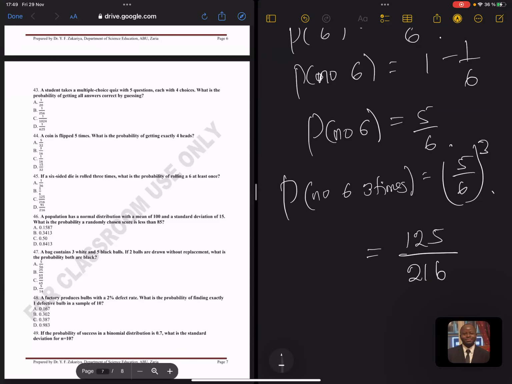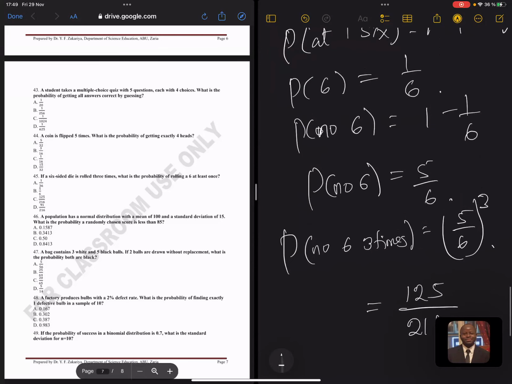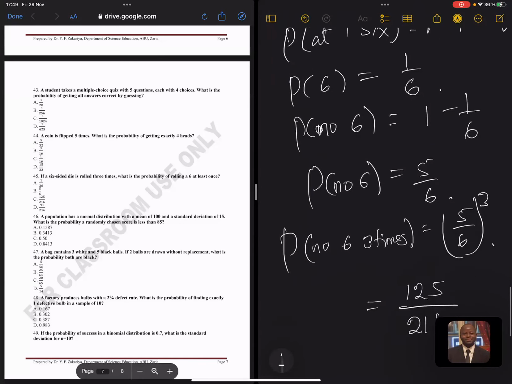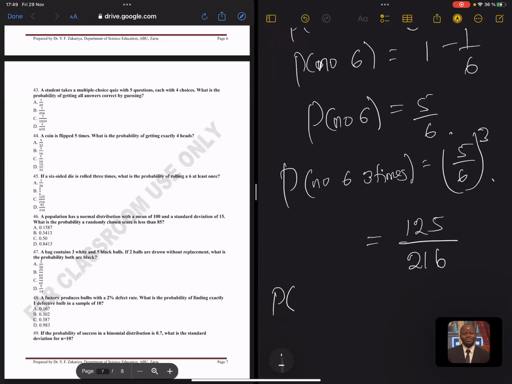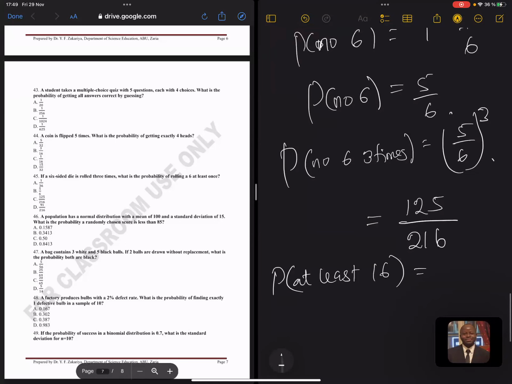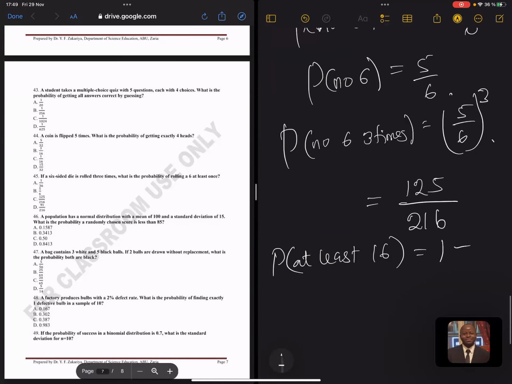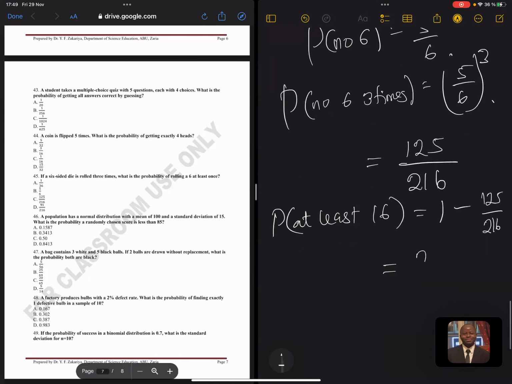So this is the probability of no 6 when a die is rolled 3 times. So the probability of at least one 6 will be 1 minus the probability of no 6. And this will be 216 minus 125 divided by 216.